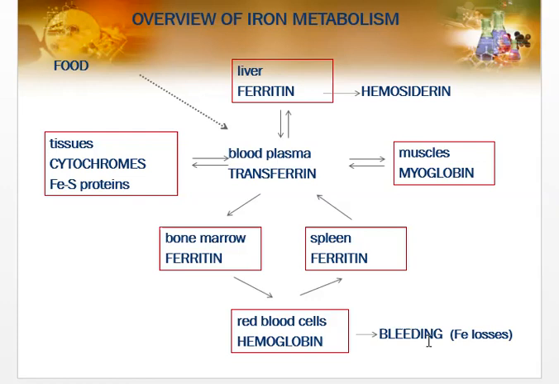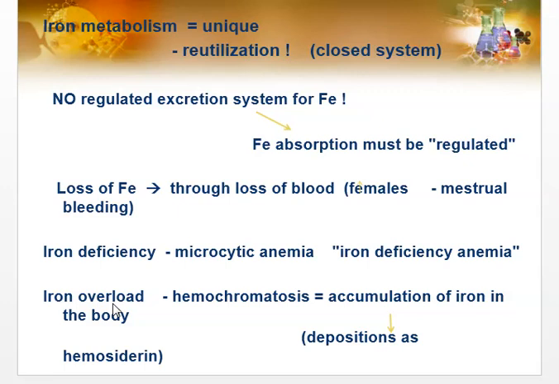From the red blood cell to the bleeding places, and to the spleen ferritin. From spleen ferritin to blood plasma, and from blood plasma we go to the liver ferritin, and from liver ferritin to hemosiderin, and from blood plasma we can get to the muscle myoglobin and tissue cytochromes proteins. Iron metabolism: unique reutilization, closed system, no regulated excretion system for the iron.